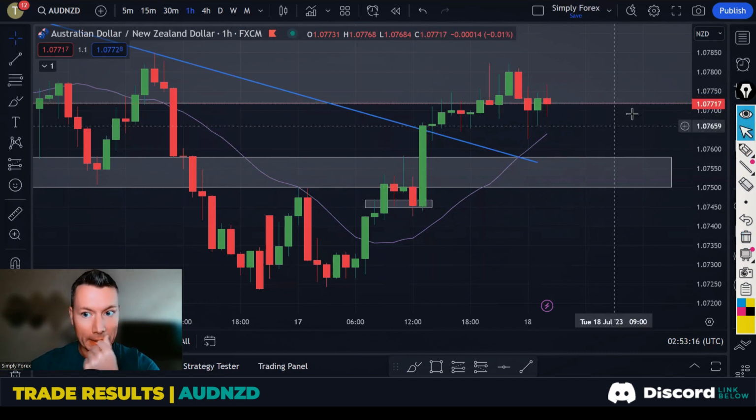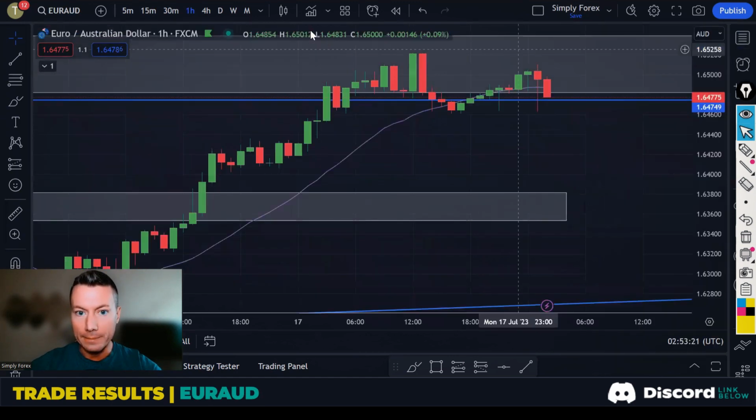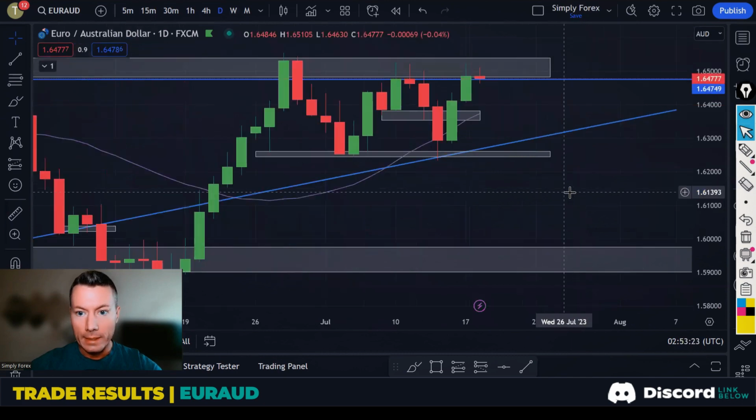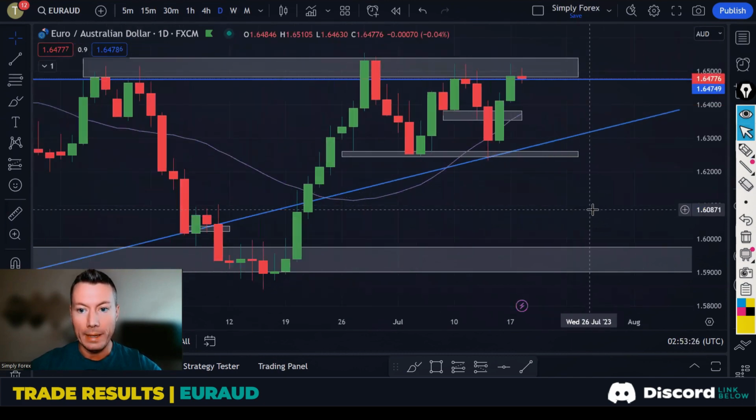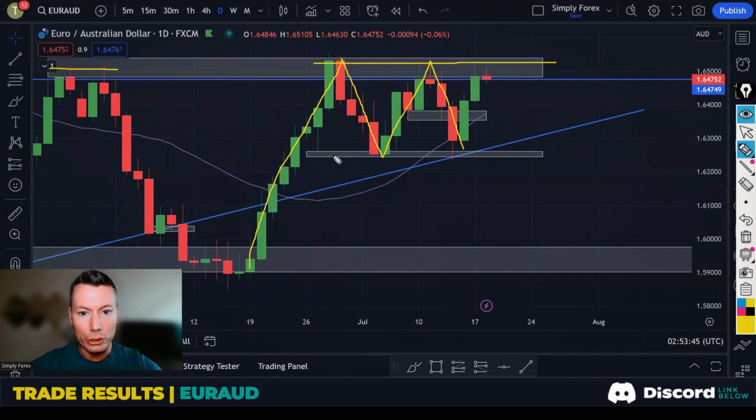The next trade from yesterday was this. It was euro against the Aussie dollar. If we start with the day chart, we were looking to buy this pair. Why, I hear you ask? Well, here we go. We were in an uptrend, higher highs. It broke these highs, higher lows, didn't make a higher high, didn't make a lower low. So this is technically a range. It will just range between these two areas.